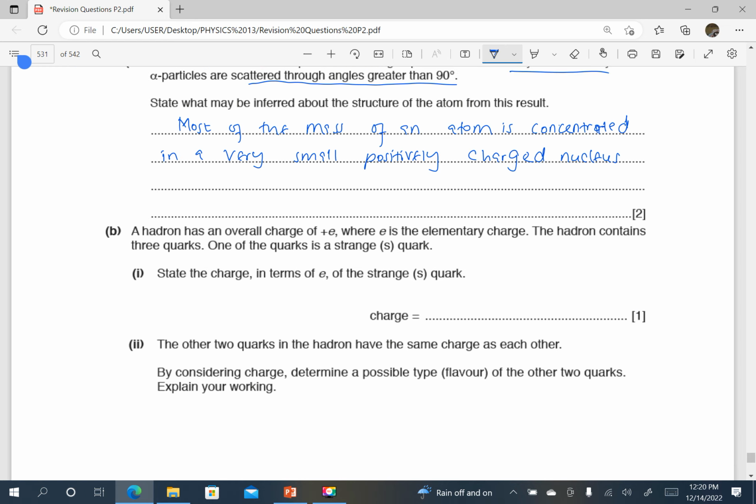A hadron has an overall charge of positive e. A hadron is basically made of quarks, where e is the elementary charge. The hadron contains three quarks, that is normally a baryon. One of the quarks is a strange quark. State the charge in terms of e of the strange quark. Of course, a strange quark has charge -1/3e. I showed you how we know these charges. The word strange, something strange may not easily be pleasant. The opposite of strange is charm, and charm has +2/3e.